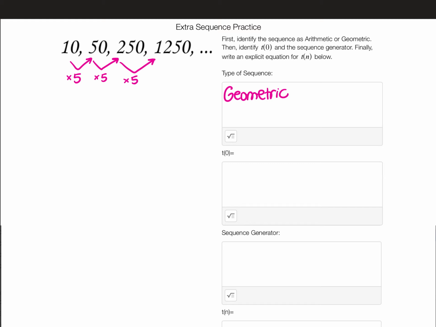Our zero term happens when we go backwards one more. So instead of multiplying by 5, I have to divide 10 by 5, and that gives me 2. So my zero term is 2. My sequence generator is multiplying by 5.